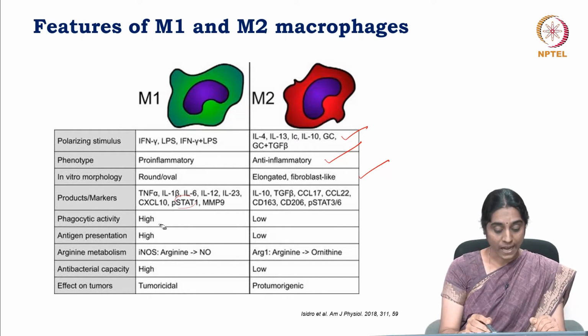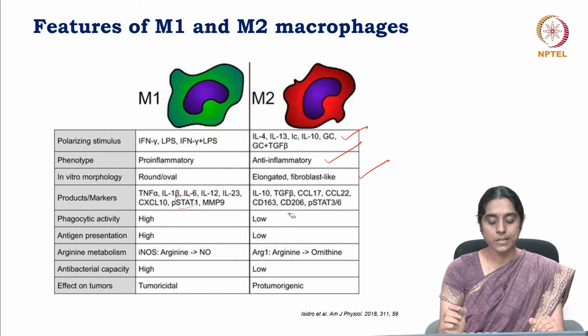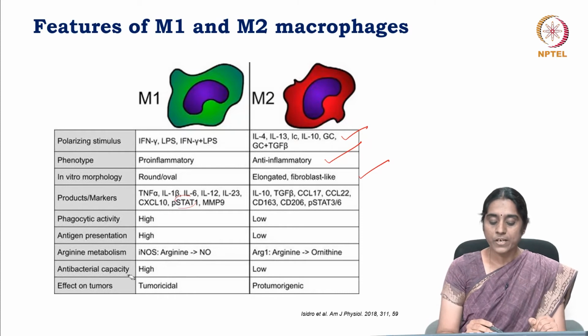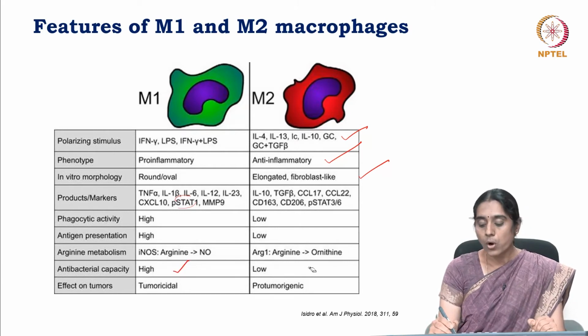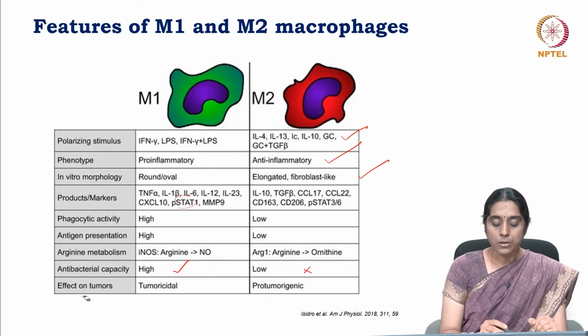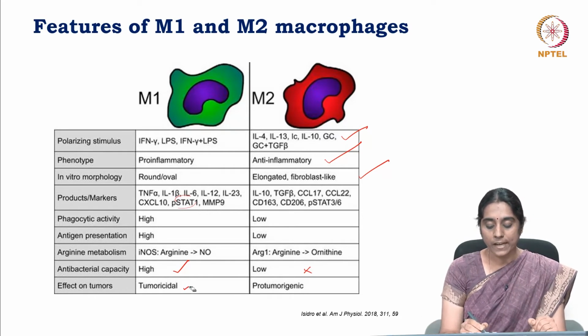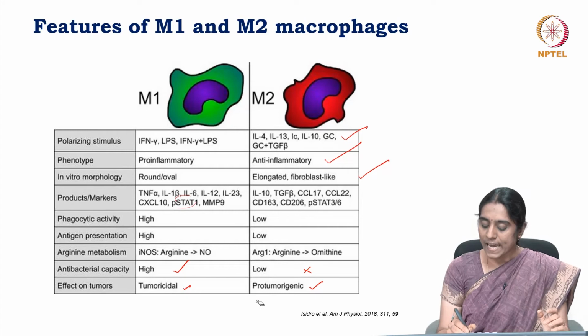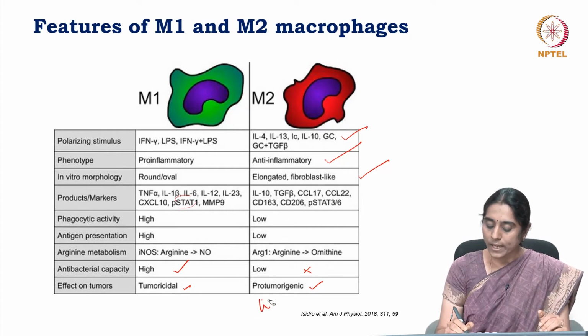Phagocytic activity is high with M1, whereas with M2 it is low. Antigen presentation is again high with M1, whereas with M2 it is low. Arginine metabolism leads to nitric oxide production in M1, while in the case of M2 it leads to ornithine production. So, obviously M1 has high antibacterial capacity, whereas M2 has low antibacterial capacity. The effect on tumor is that M1 is tumoricidal in nature, while M2 is pro-tumorigenic. So, in what way then is M2 important? They have an important role in wound healing.